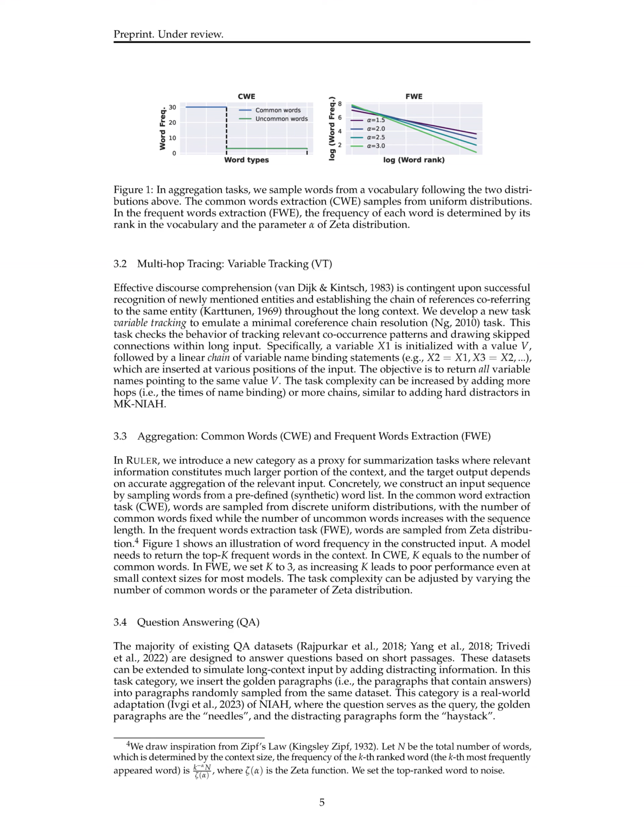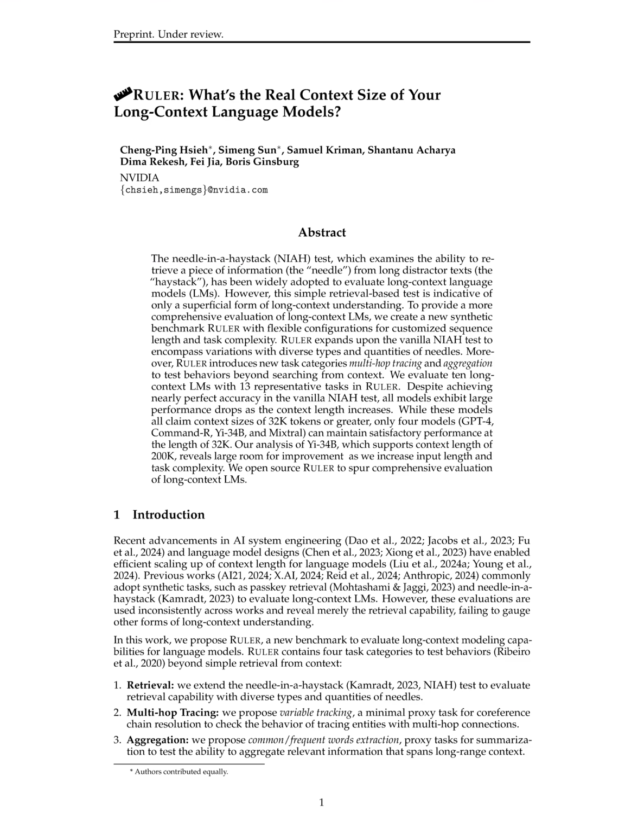The complexity of the task can be increased by adding more hops or more chains, similar to adding hard distractors in other tasks like MK-NIAH. Ultimately, the variable tracking task assesses the model's capability to track relevant information and connections within a long context, testing its ability to maintain coherence and understanding across extended sequences.